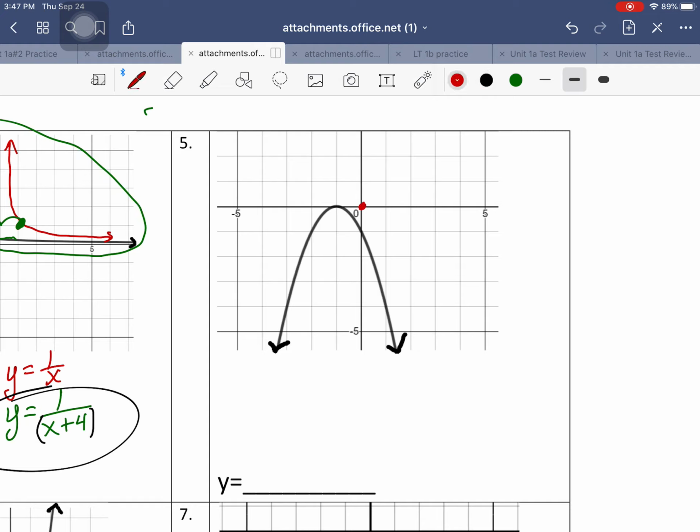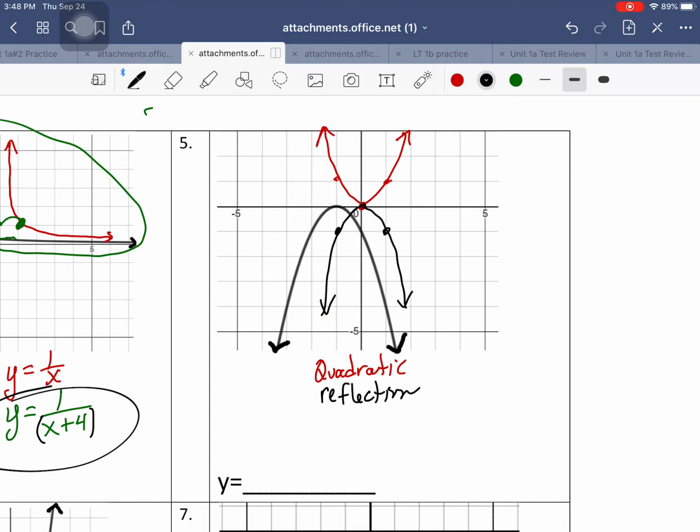Number 5. I have, it's a quadratic. Quadratic typically is U-shaped. This one's upside down, so this is a quadratic. U-shaped, it's upside down, so what does that mean? Hopefully you're saying reflection. So it reflects, so if I reflect these points, it'd be upside down. That's awesome, it's upside down, that's great.